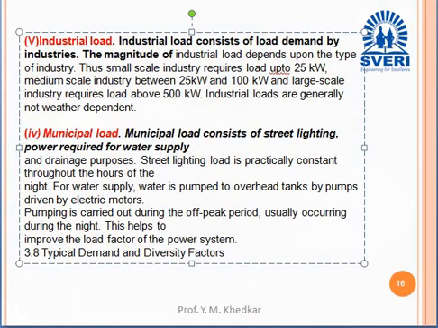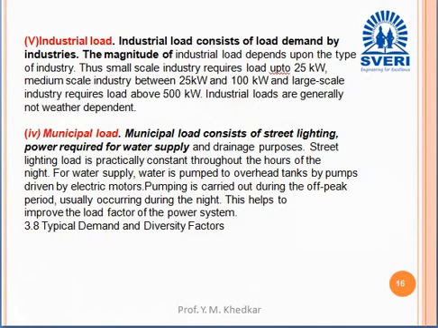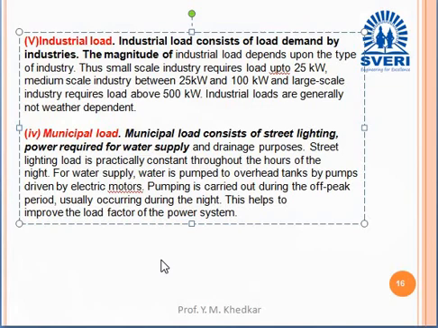The municipal load consists of street lighting and power required for the water supply and drainage systems. The street light load is practically constant throughout the hours of the night. For water supply, water is pumped to the overhead tanks by pumps. The period usually occurs during the night. This helps to improve the load factor of the power system. So the municipal load is most of the time utilized during evening or night time.